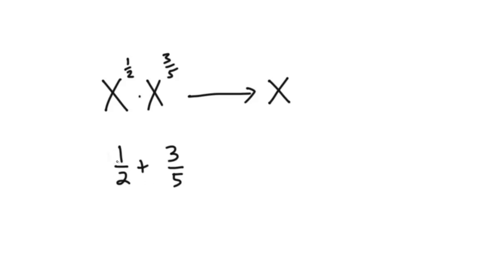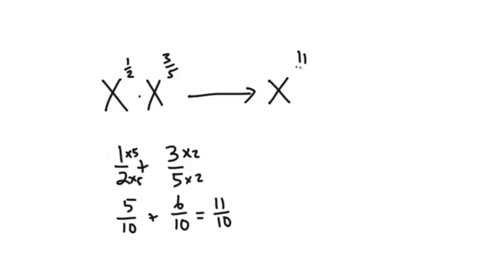case it's 10, so you have to change this to multiply both numbers by 5, you get 5 over 10, and you have to multiply these two numbers by 2 to get 6 over 10, and you add them, you get 11 over 10. Okay, so it's 11 over 10.